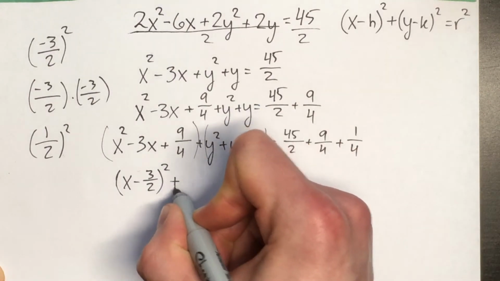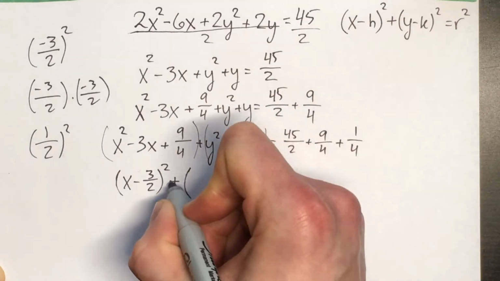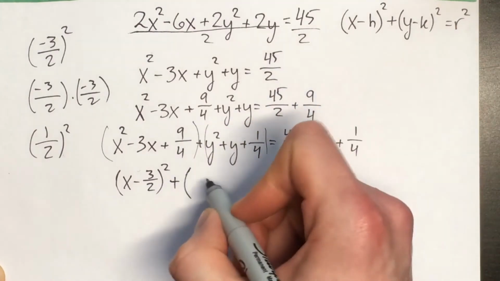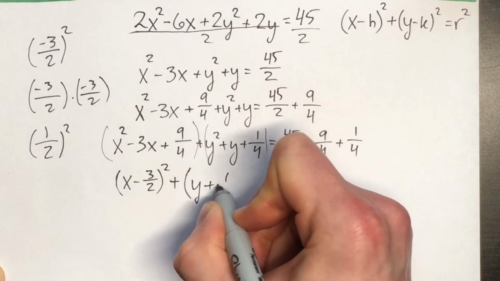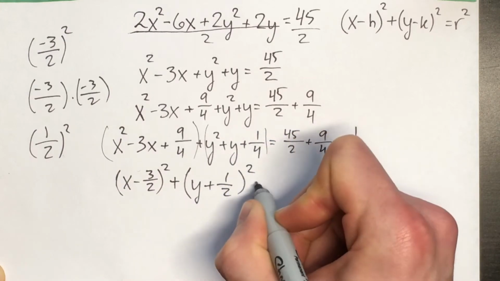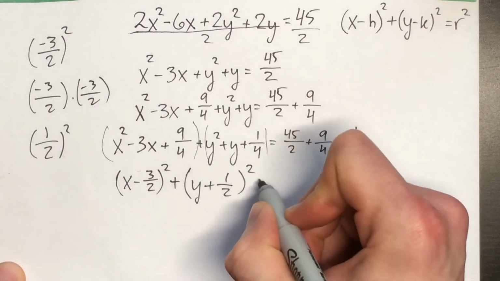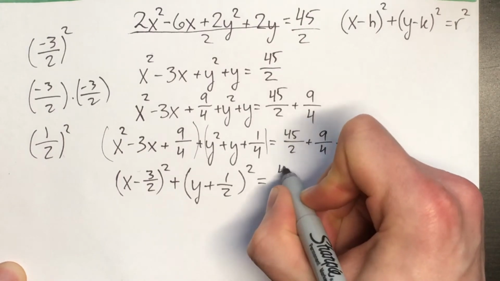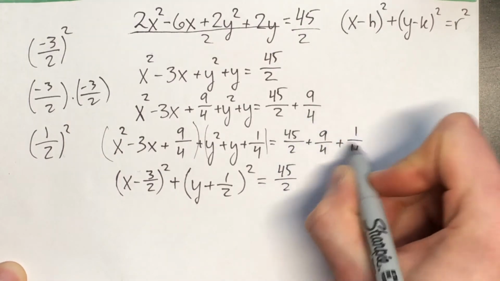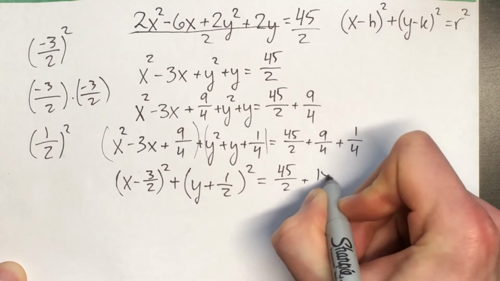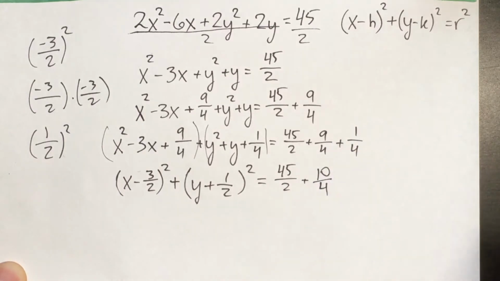Let's do the same thing over here. Again, I'm just going to take this value and divide it by 2, so I know already that it'll be y plus 1/2 squared, is equal to, let's combine a little bit over here. So this is 45 over 2 plus 10 over 4 plus 10 over 4.